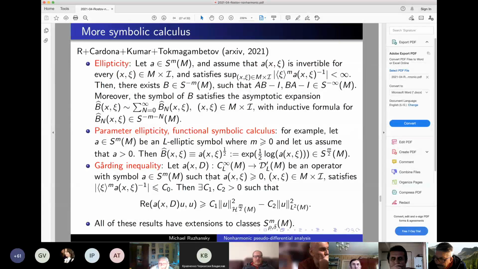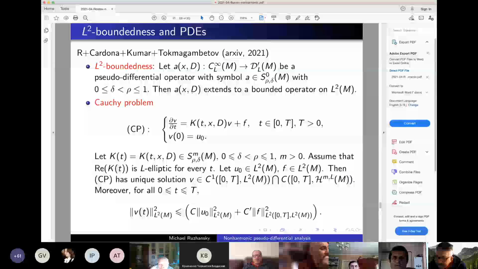So we can also talk about functional symbolic calculus, and we have Gårding. So in application, we have the Gårding inequality, which is a lower bound for operators with positive symbols, and this is important for solving differential equations, which I will show. Sorry, now I'm maybe skipping some things, but we have a version of the Calderón-Vaillancourt theorem, L2 boundedness of operators of order 0, but this is an application to the Cauchy problem.